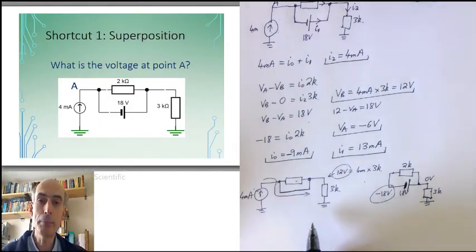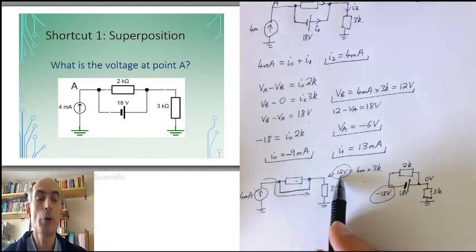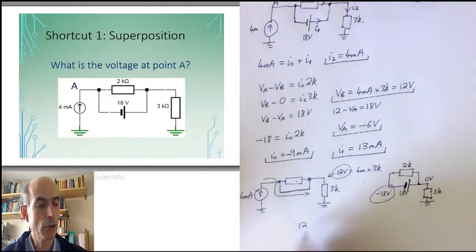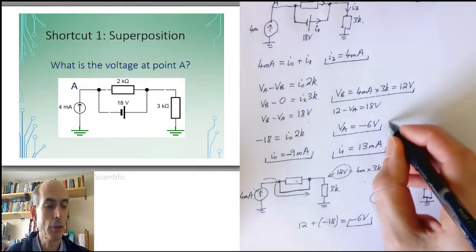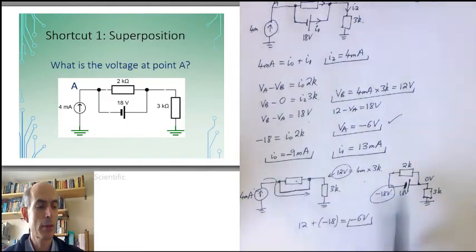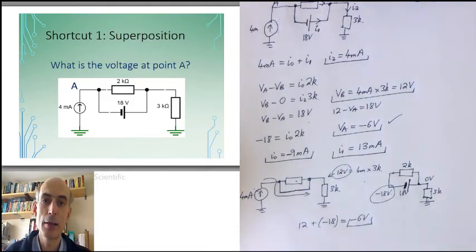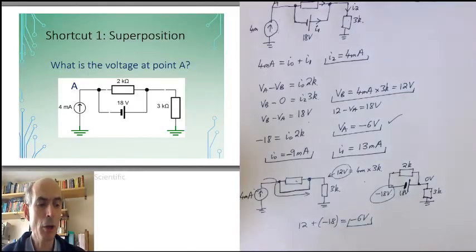Since the circuit is linear, I can use superposition and say that the result of both of these sources at the voltage A would just be 12 plus minus 18, which is minus 6 volts. Which is the same result as I got there, but I think that was a considerably easier way to get there. Much less likely to go wrong, no simultaneous equations to try to solve.